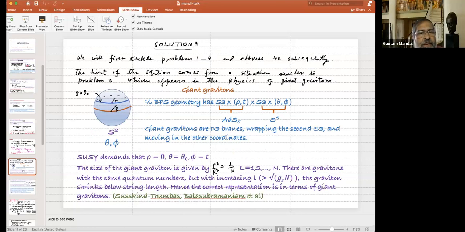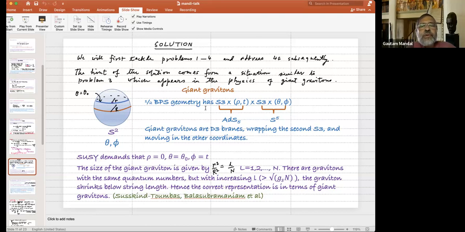So what are giant gravitons? These objects appear in the half BPS sector of the AdS5 × S5, which is dual to N=4 super Yang-Mills theory. First I'll describe the story of the bulk, and then I'll describe the story of the gauge theory. What happens in the half BPS sector in both of these things.